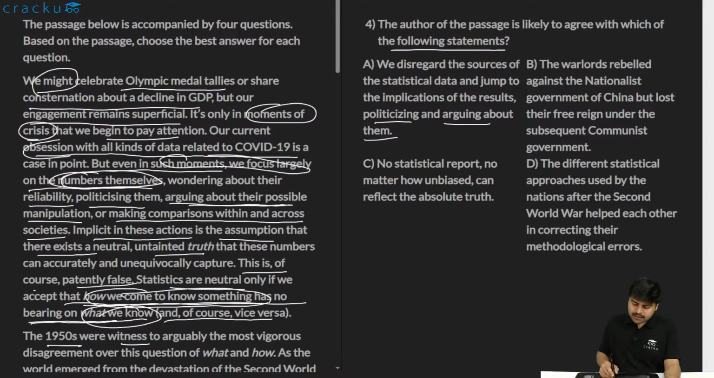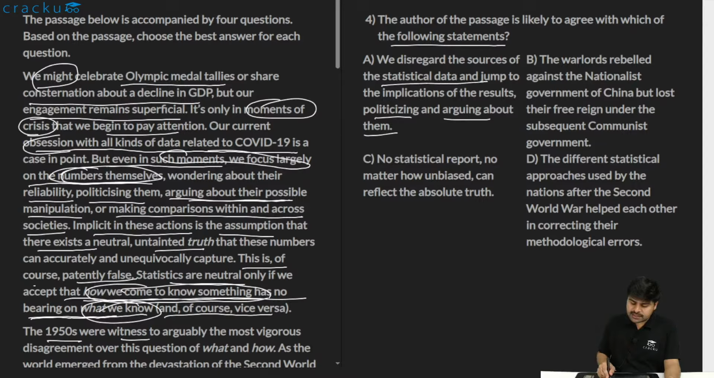So we can't really say that he will disregard the sources of statistical data and jump to the implications of the results. He will criticize us, or he will agree with the fact that we politicize and argue about them? No, because according to him, politicization and argument is the soul of statistics. It is not really something that the author would criticize. He just says that despite all of this, the assumption underlying all of this is that statistics must be carrying an objective truth, but there is no objective truth, right? So this is slightly trying to deviate you towards what the author would agree with and not agree with, right?